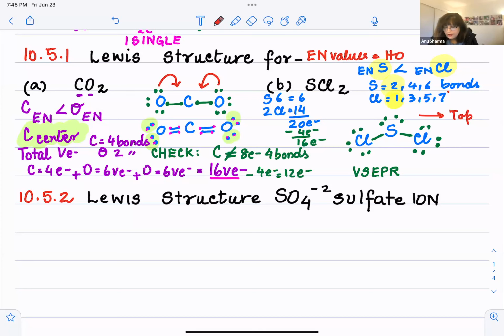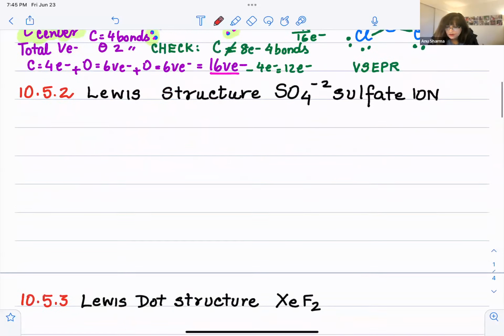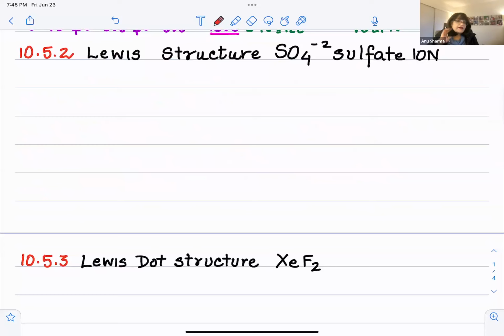Place them on the top, not just anywhere. Okay, so that's the structure. Next is the sulfate ion.